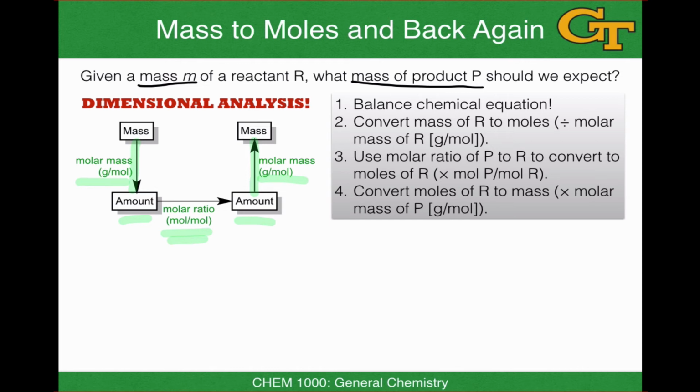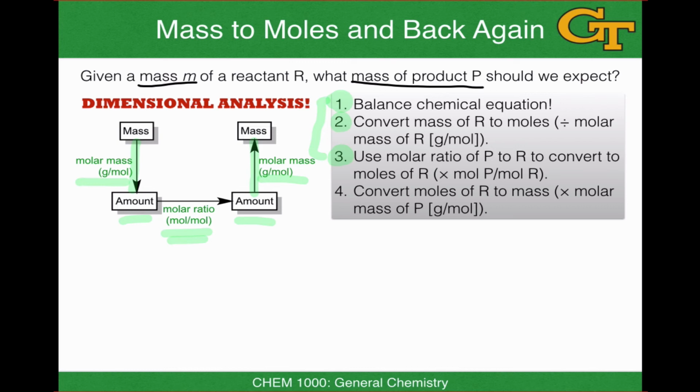So the overall process, the first step is of course to balance the chemical equation. Once you have the balanced chemical equation in hand, there will be a given mass of the reactant R, and we can convert that to moles by dividing by the molar mass of R. Remember, that swings moles up to the numerator, puts grams in the denominator, so that the overall units after this division will be moles. We can then use the molar ratio of P to R, which we get from the balanced chemical equation. That's why that first step is essential, to determine the number of moles of P that we should expect from complete reaction of the reactant R.